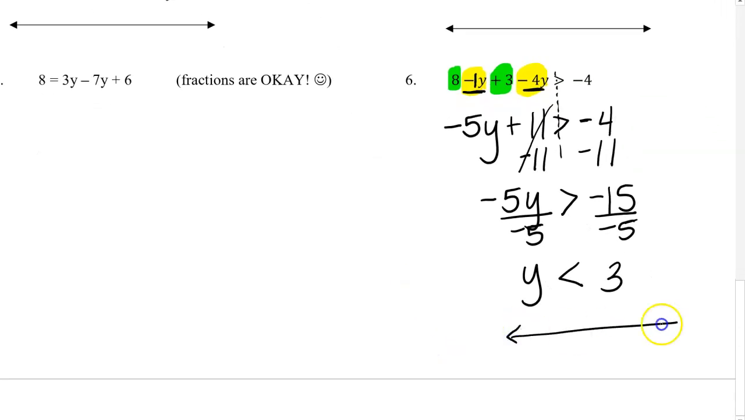To graph this solution, I would put an open circle on 3 and shade everything to the left. Again, if you need help graphing inequalities, you can go back to watch a video on that. Or if you need help solving the two-step equation or inequality once you've combined like terms, there's also another video you can reference on that.